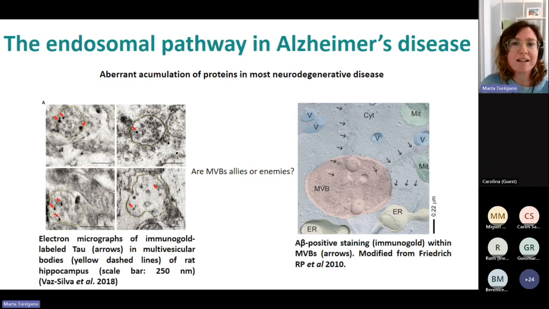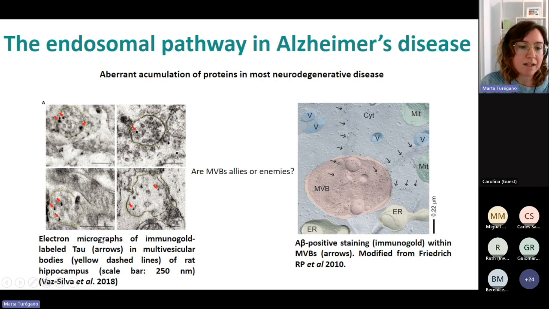So here is the key of the topic. We can see how an aberrant accumulation of proteins is found in most neurodegenerative diseases, and Alzheimer's disease is not an exception. As you probably know, there is an accumulation of tau and A-beta, and this accumulation inside of the neurons occurs inside of the endosomal compartment.